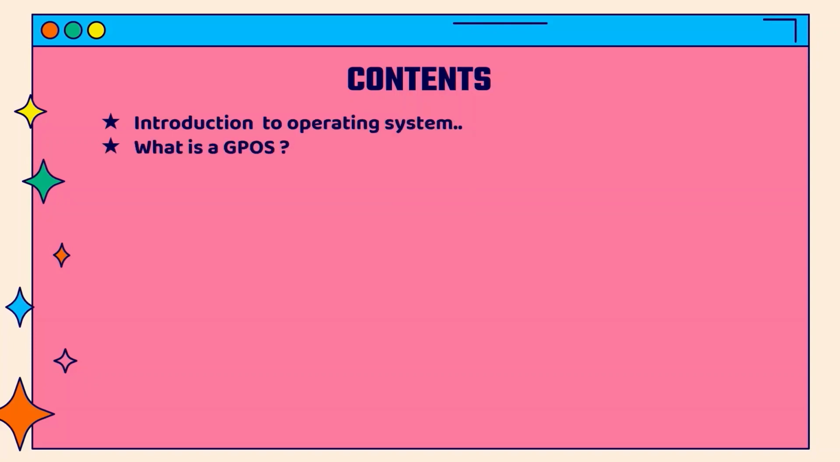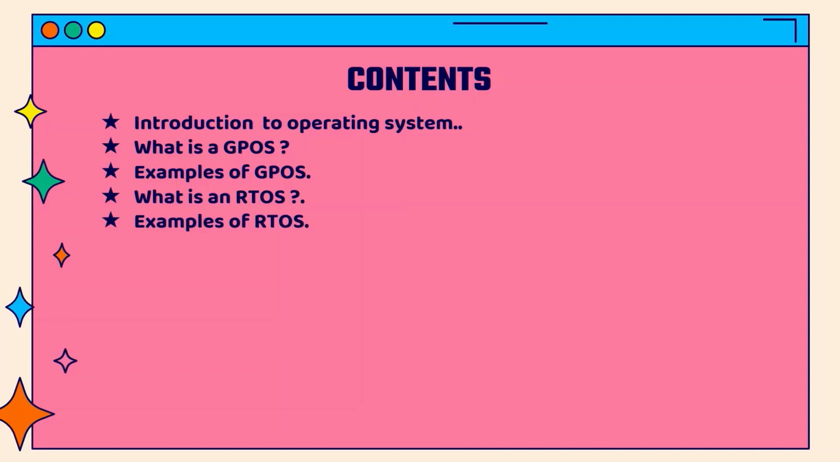So let's have a look into the contents which I will take you through in this video. First will be the introduction about an operating system. Second, what is a general purpose operating system? Third, a few examples of GPOS available in the market. Fourth, what is a real-time operating system? Few examples of RTOS available in the market.